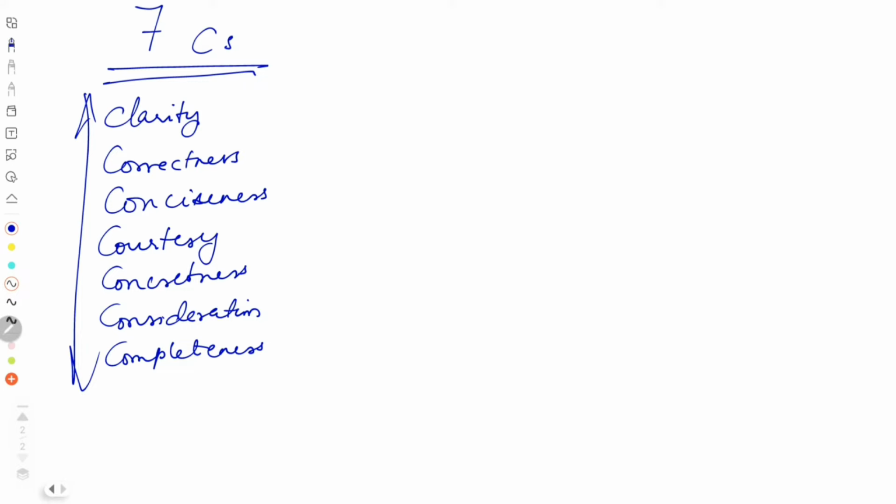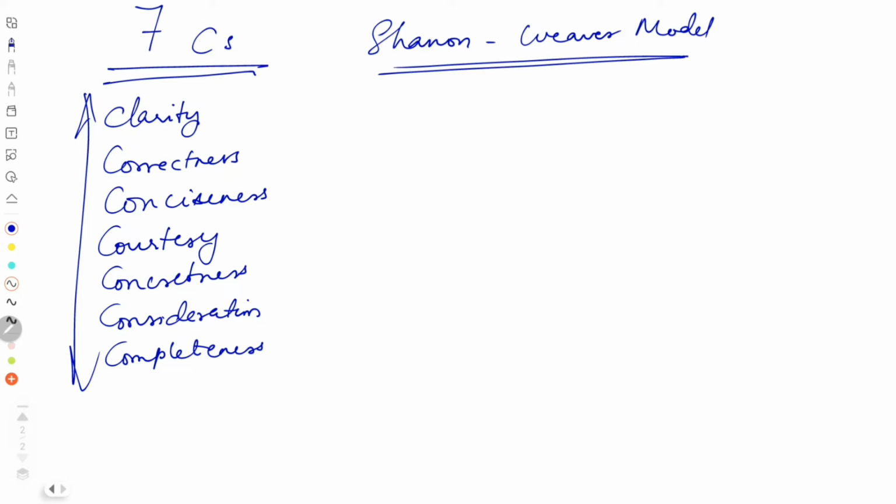Then you should be aware of the communication models, at least the Shannon Weaver model of communication. That at least you should know, as well as the process of communication. You should know the difference between the linear communication model and the two-way communication model, because there is a chance that questions might come for the Shannon Weaver model or the two-way communication model. There is a high chance for a question to come.